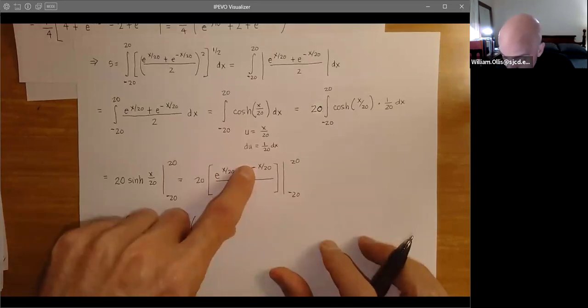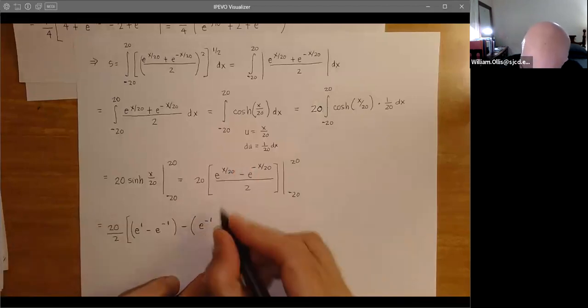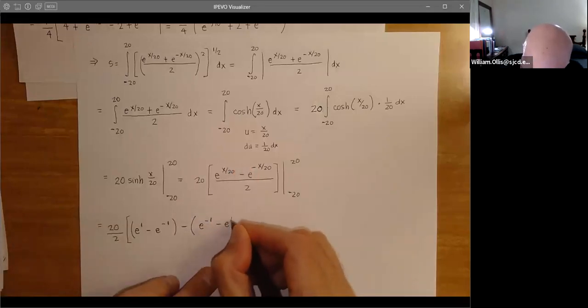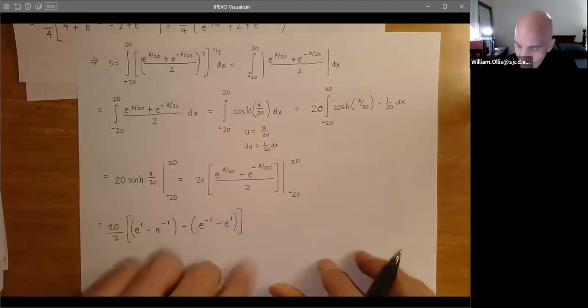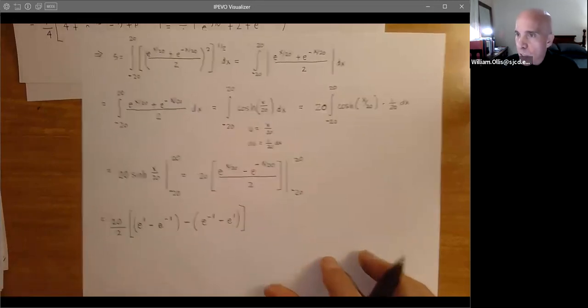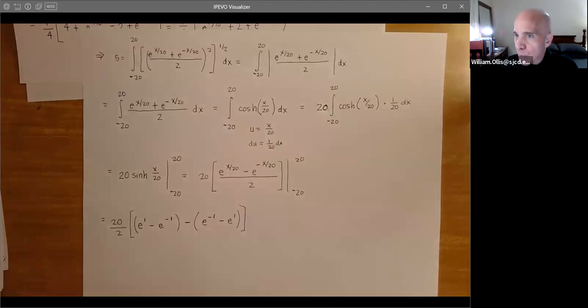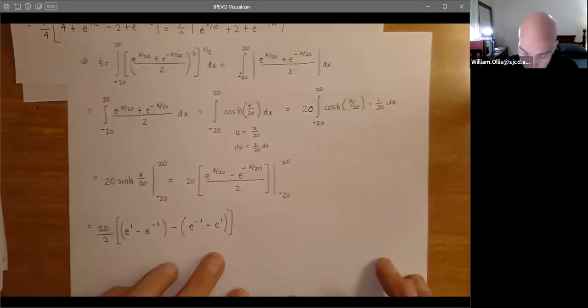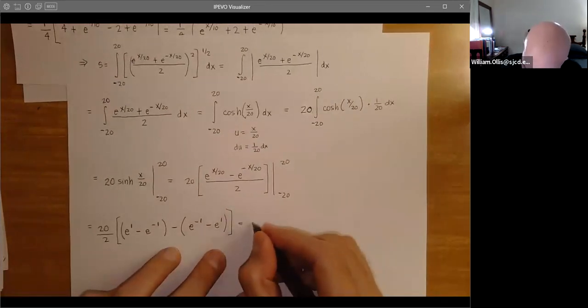Now we substitute the negative 20. The 20 is absorbed, but negative negative gives us a positive. So we have minus E to the 1. So that's just to give us some practice with the formulas. You could have used the evenness, but just a little practice, not too bad.